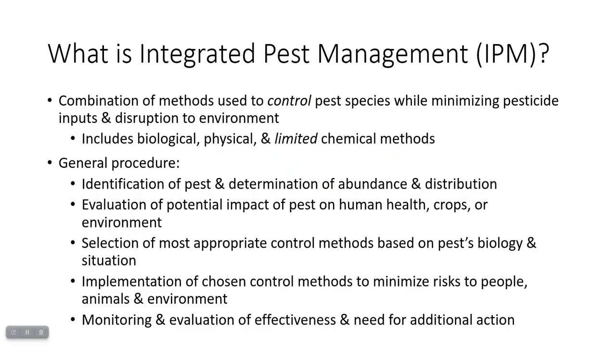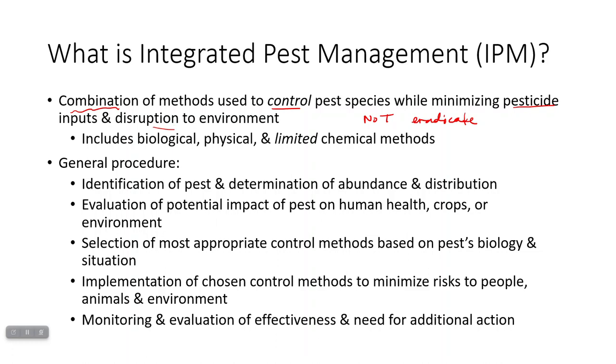So what is it? Like I said, it's a combination of methods. It's multiple methods, and your goal is to control pest species, not necessarily to eradicate them. You go in with the understanding that, okay, I'm going to lose some of my crop to pests, but I'm going to try and make that as small as possible while also minimizing the use of chemical pesticides and minimizing disruptions to the environment. So you're trying to be as eco friendly as possible.